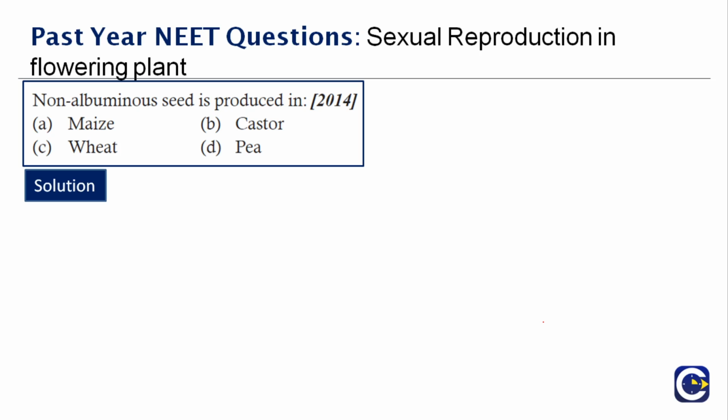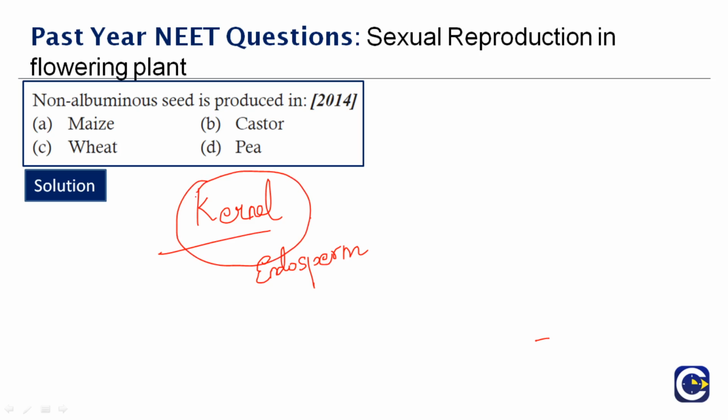Now, when we talk about non-albuminous seeds, they are seeds which store food materials in their cotyledons, in a special structure which is called kernel. Okay, I'm just giving you the difference between both. So albuminous seeds have food stored in a special nourishing tissue which is called endosperm. And when we say non-albuminous seeds, they have the food stored in a special structure which is called kernel.